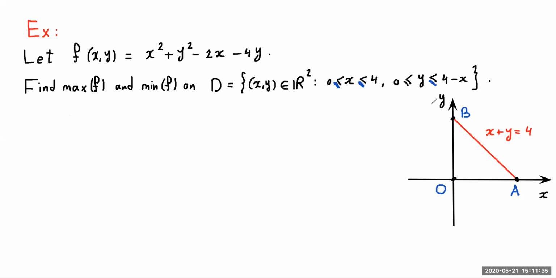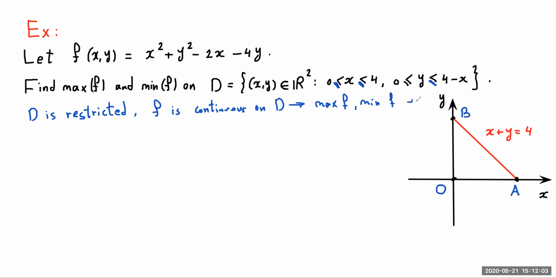The region D is closed and bounded, so restricted. So let's write: D is restricted, and f is continuous on the region D. So by theorem, the maximum of f and the minimum of f exist. Okay, to find the maximum and minimum of f, let's take the gradient of f.